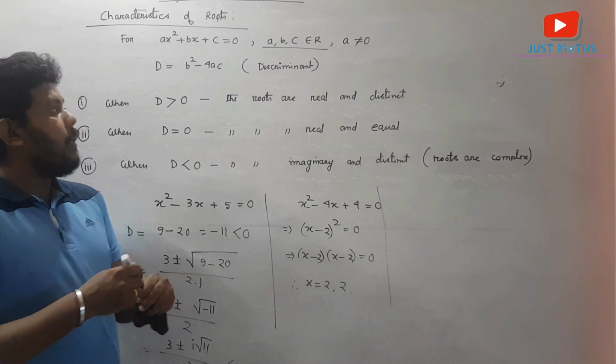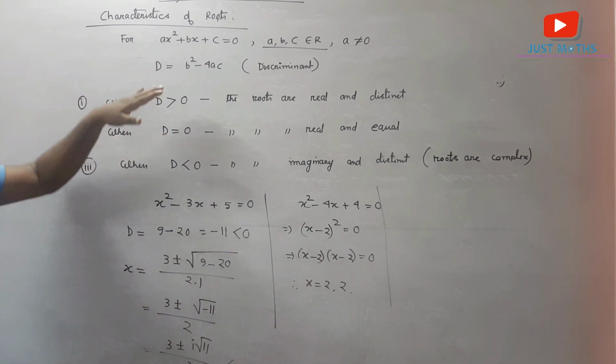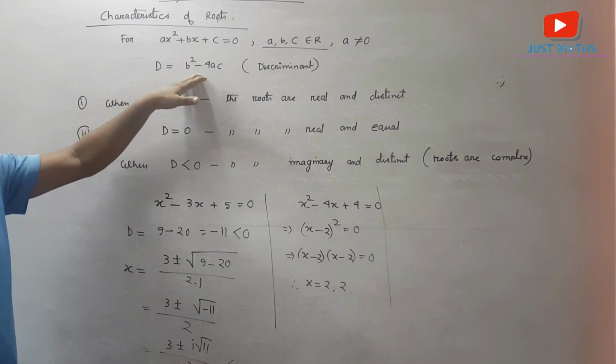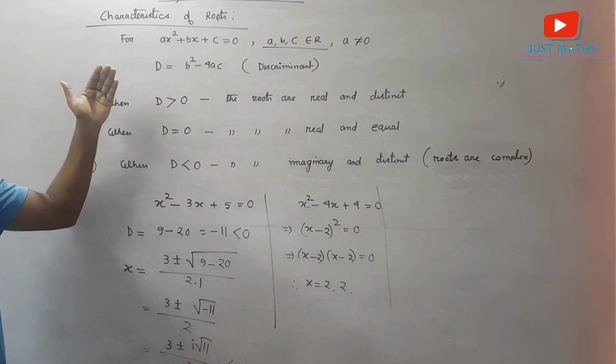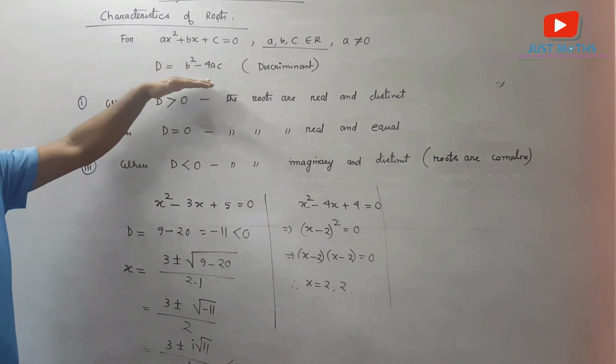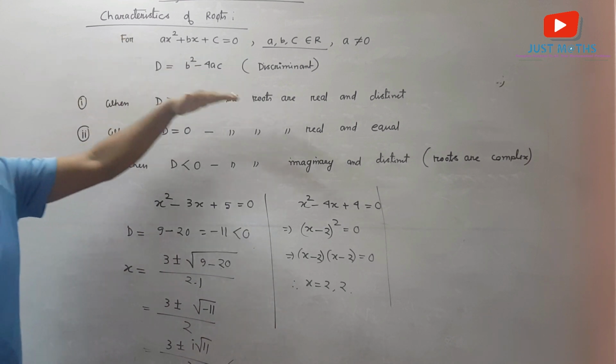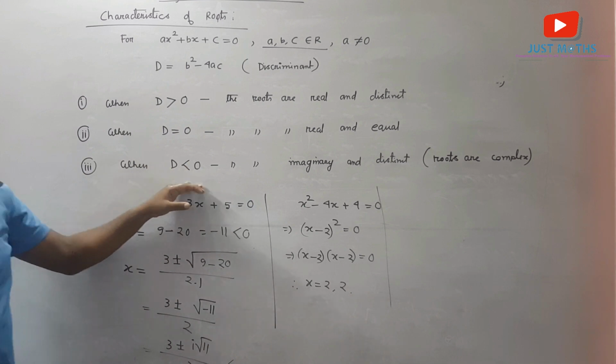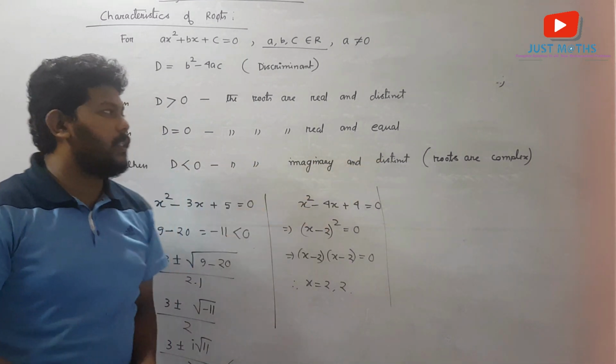So for discriminant, a, b, c are real numbers. The value is b square minus 4ac. The characteristics of roots depend on this value. If it is positive, roots are real and distinct. For equal to 0, roots are real and equal. And for negative, roots are imaginary and distinct.